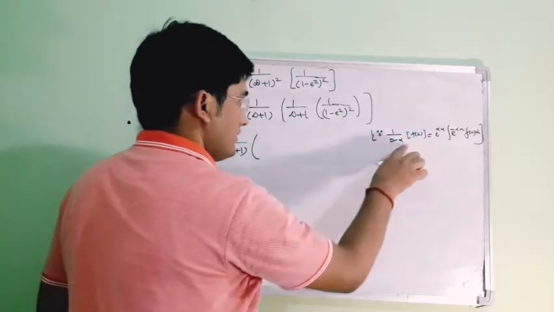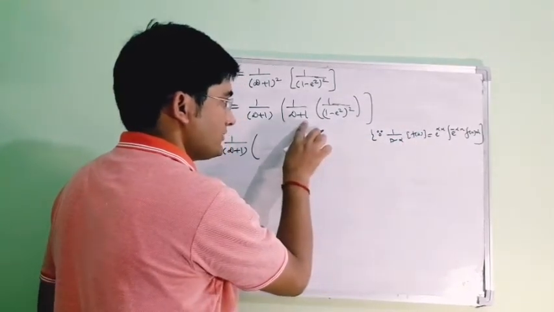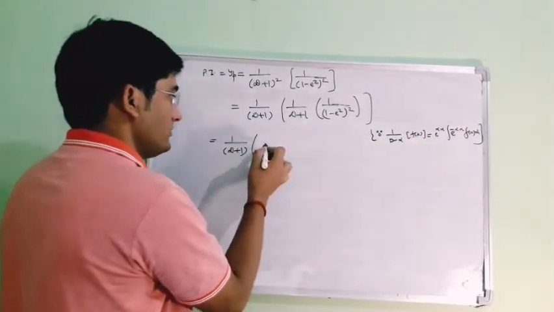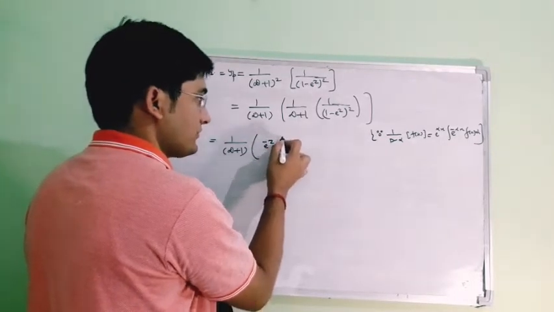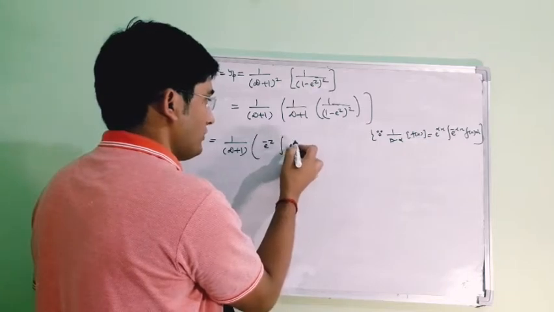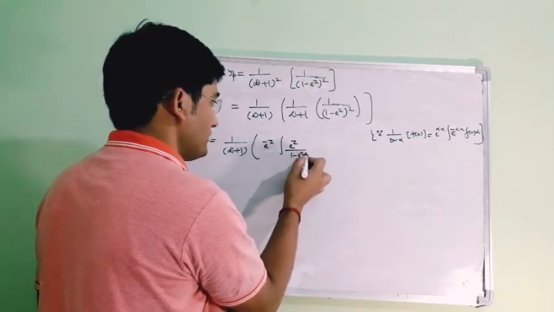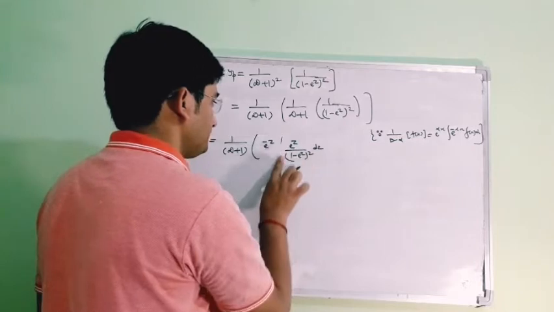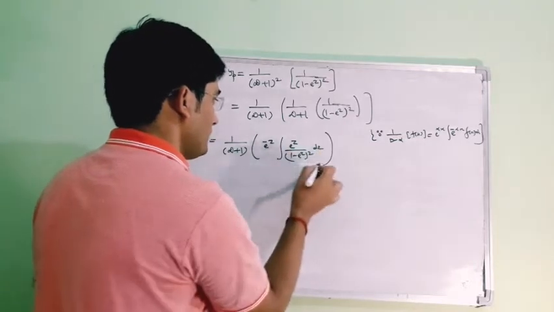So now if you use this formula, then this is equal to 1 upon (D plus 1) of this term, which can be written as, here your alpha is minus 1. If your alpha is minus 1, then this will be your e to the power minus z. Then in the bracket, as our alpha is minus 1, so we will get e to the power z upon (1 minus e to the power z) whole square dz. So we have this term.